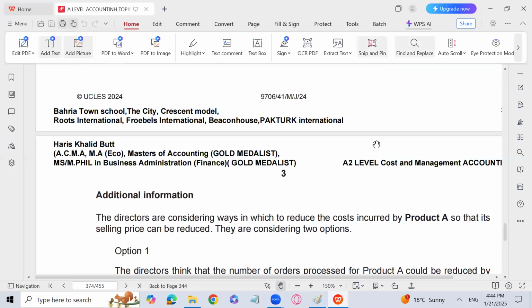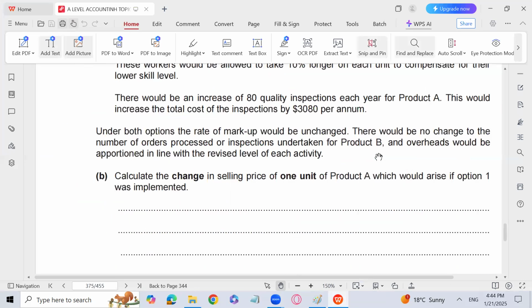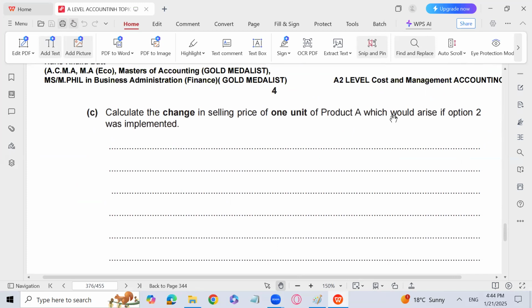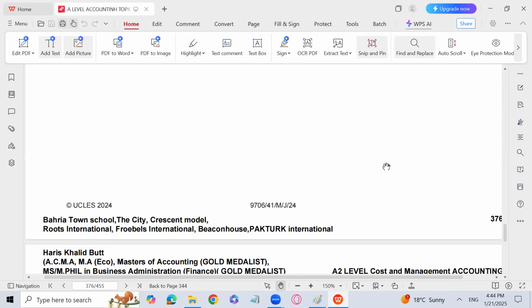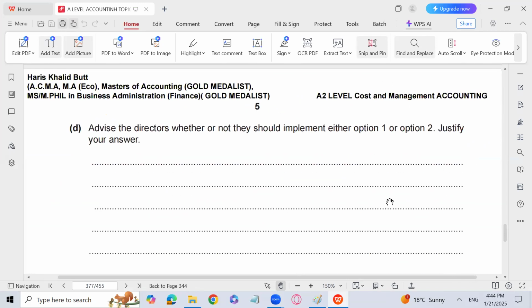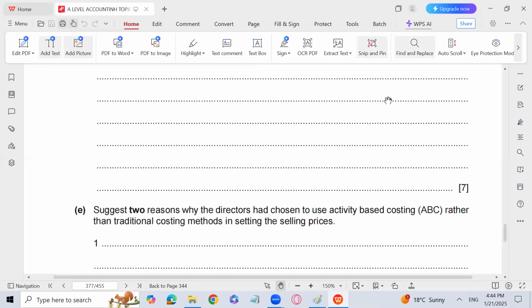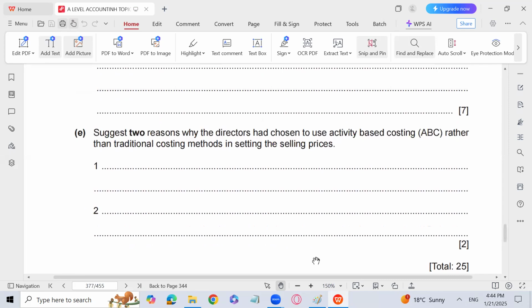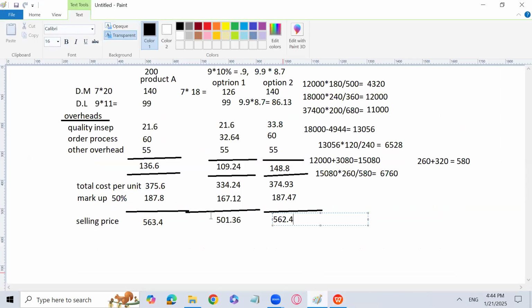So let's see what is the question. The change in selling price of 1 unit of product A, which would arise if option 1 was implemented, or if option 2 was implemented, and advise the director whether or not they should implement either option 1 or option 2. Justify your answer. So obviously we have discussed that in detail, because you have to take each particular point in discussion regarding the decision, and the difference you will take.